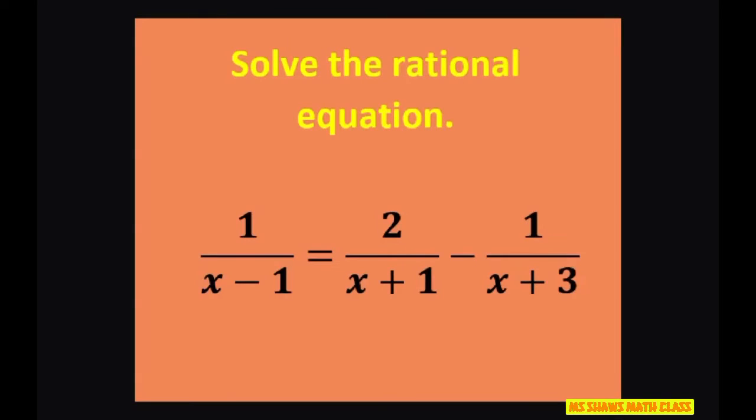Everyone, we're going to solve the given rational equation. First thing, let's look at the domain: how many solutions, what kind of solutions we can get. We can't get x equals 1 because 1 minus 1 is 0. So that's going to give us 1 divided by 0, which is undefined.